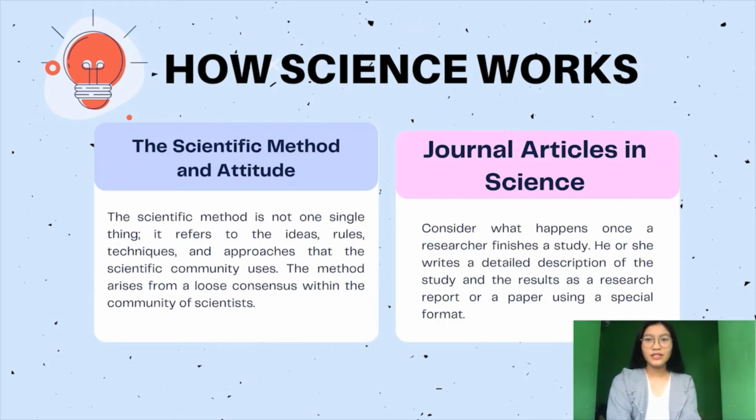Journal articles in science. Consider what happens once a researcher finishes a study. He or she writes a detailed description of the study and the results as a research report or a paper using a special format.